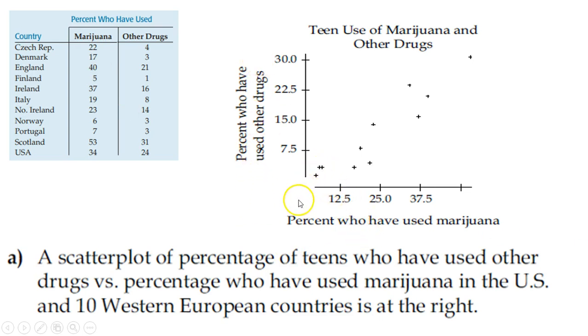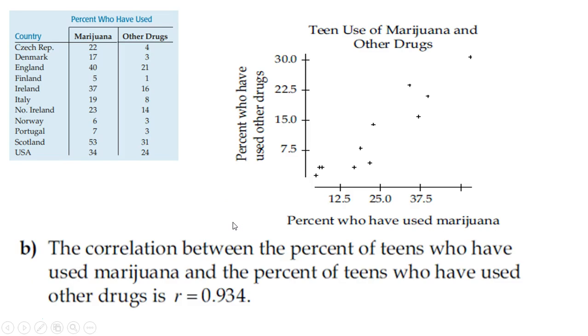So the point is, if you've used marijuana, there seems to be a pattern that you've used other drugs, right? Teens who have used marijuana have used other drugs. It seems to be reasonably positive, and this is in the 10 Western European places. So it says the correlation between the percent of teens who have used marijuana and the percent of teens who have used other drugs is about 0.934.